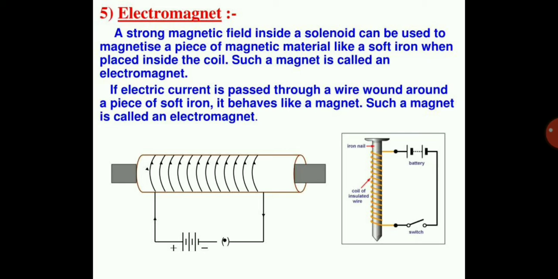Okay, so it becomes an electromagnet. A strong magnetic field inside a solenoid can be used to magnetize a piece of magnetic material like soft iron when placed inside the coil. Such a magnet is called an electromagnet. Any iron material can be used to make an electromagnet. If electric current is passed through a wire wound around a piece of soft iron, it behaves like a magnet. Such a magnet is called an electromagnet. Okay, so you have understood what an electromagnet is.